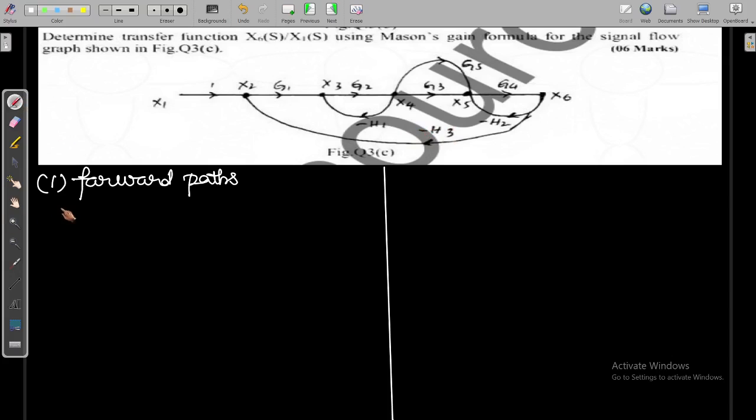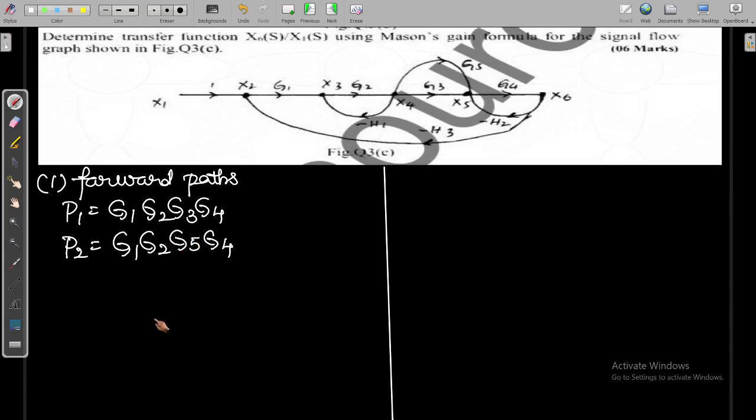So we can write the number of forward paths: P1 we can write as G1, G2, G3, G4. Actually we will have one also you have to multiply, so multiplication of 1 will get the same result, that is why I am not writing here. Next P2, that is another forward path: G1, G2, G5, G4. So these are the only two forward paths in the given problem.